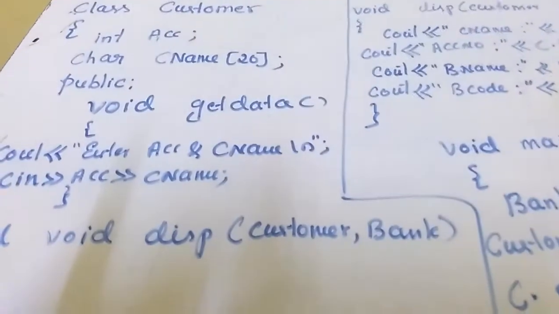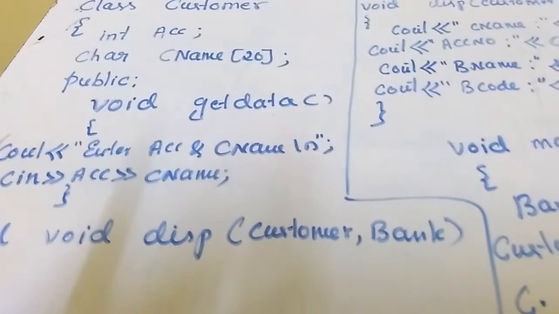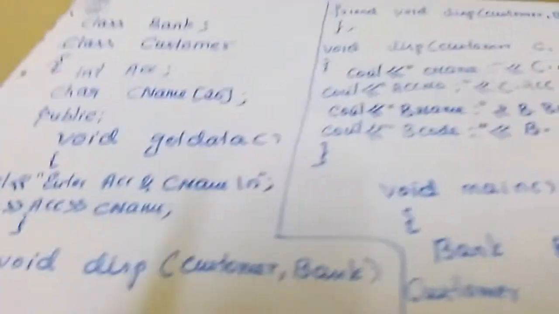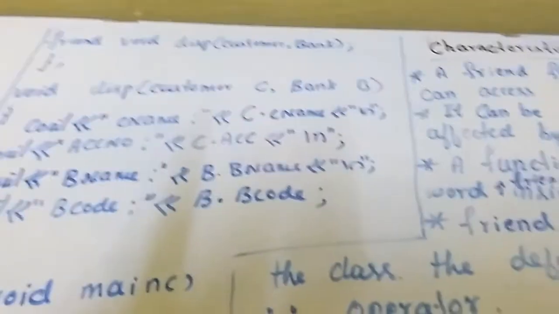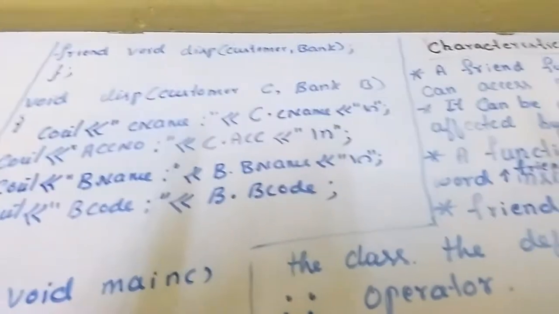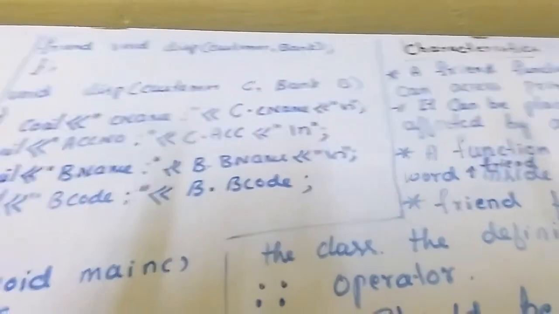Are you understanding? See here, get data is a member function. To access account number and C name, we did not use object name in the function definition. But in display function, display is not a member function. That's why to access private data, we must use object name and dot operator.